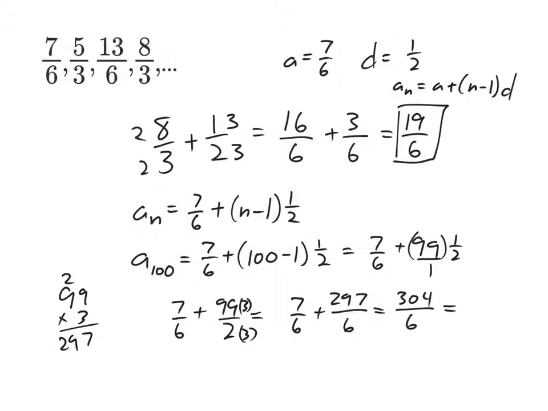Now those are both divisible by 2. So if I take 304 divided by 2, that's 3 divided by 2 is 1. 1 times 2 is 2. Subtract those, you get 1, 0. So 10 divided by 2 is 5. And then 4 divided by 2 is 2. So that's going to be 152 over 3. And that is my 100th term.